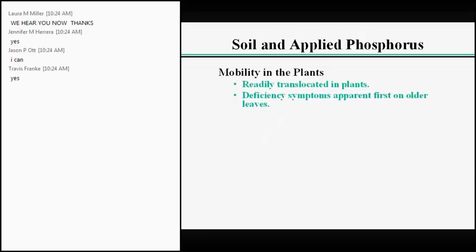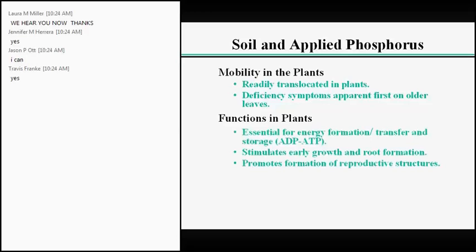Just so, what happens to phosphorus in the plant? Well, it's readily available, readily translocated in the plant. So it is very mobile in the plant. So wherever the plant needs that nutrient, it can be translocated. So typically, if we're going to see a deficiency in phosphorus, we're going to see it on the older leaves first, not the younger leaves. Next.